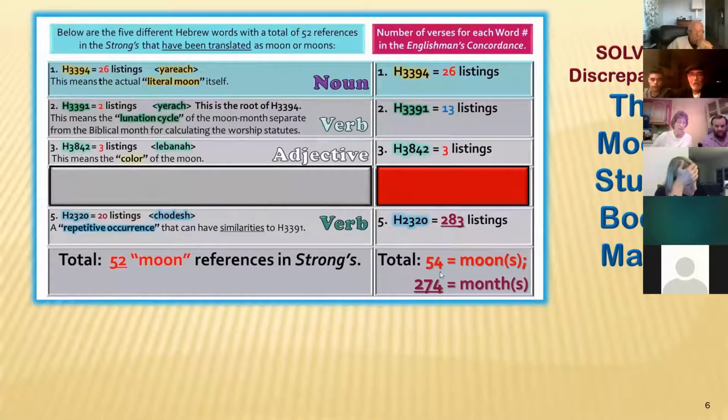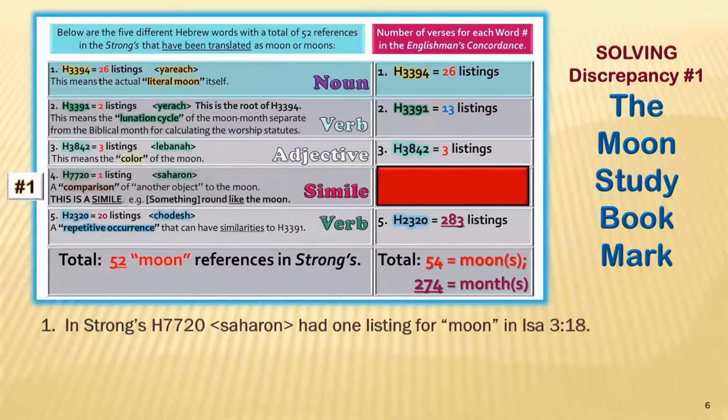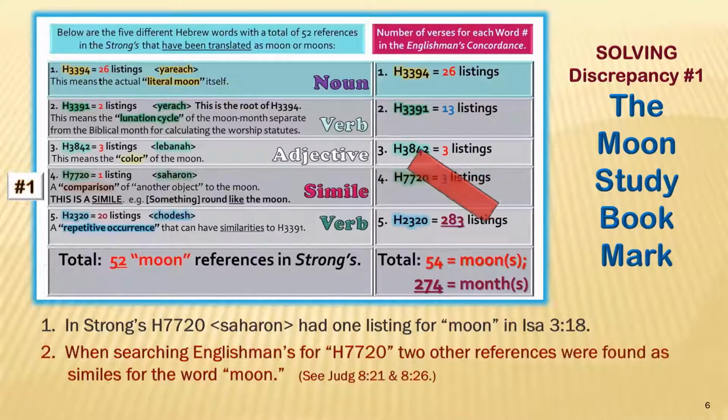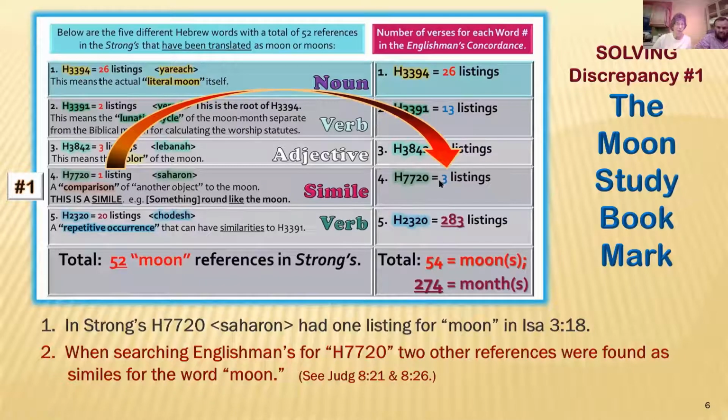So let's solve discrepancy number 1. In the Strongs, 7720 or Saharan has one listing with the word moon in it, and that's in Isaiah 31:18. When you search in the Englishman's Concordance, which would be another book on your shelf if you actually had the book, and you put in the number 7720, there are 2 other references that you will find that are similes for the word moon, and I have those listed in Judges 8:21 and 8:26. And so that makes a total of 3.